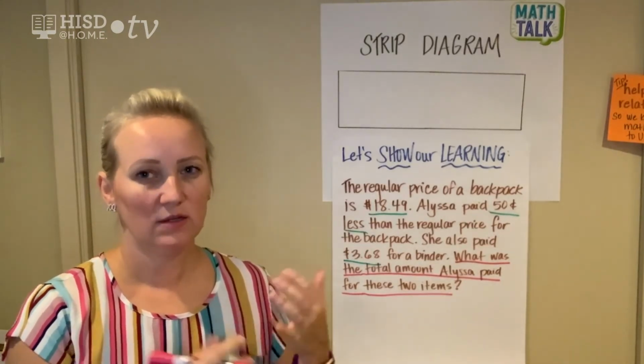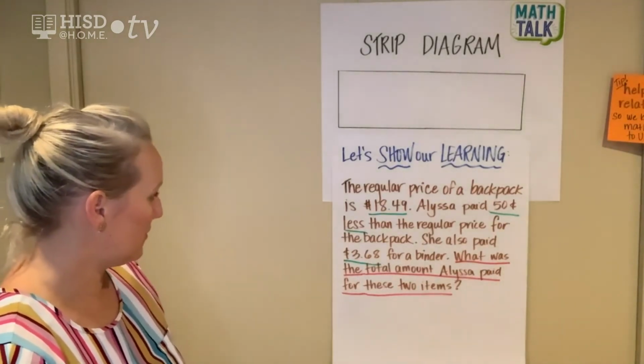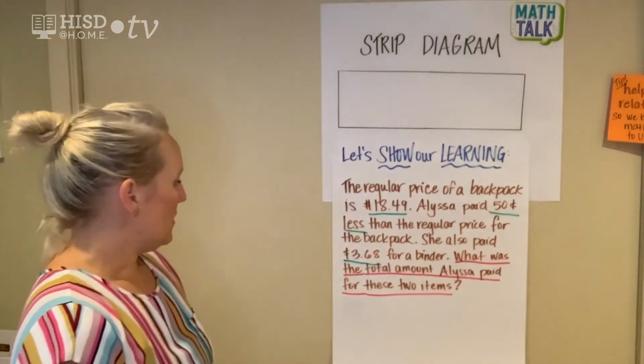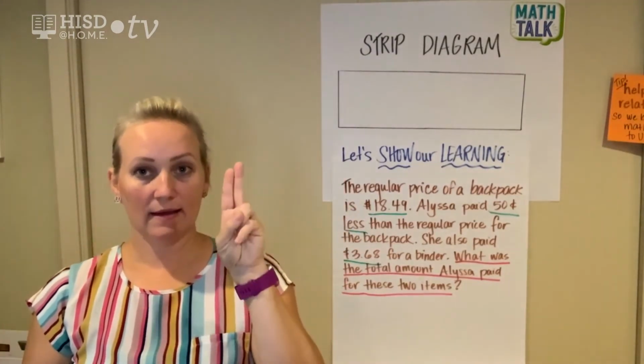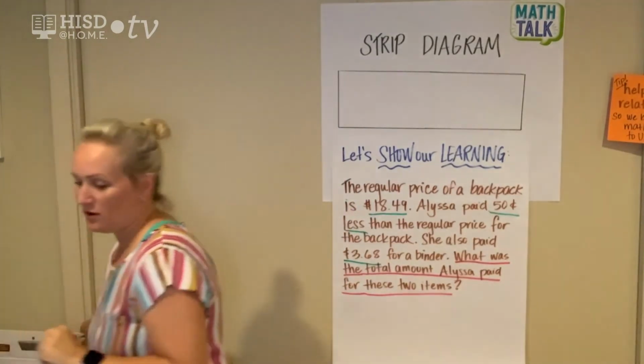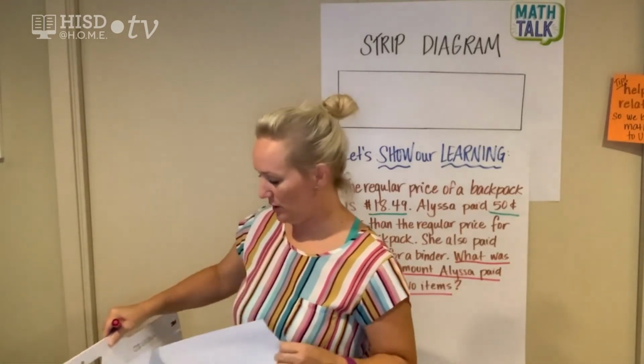What was the total amount Alyssa paid for these 2 items? Total amount. So obviously we're adding them, right? We're adding these 2 items together. So there's 2 things she bought, a backpack and a binder. But something happened with the backpack. So what do you think about that?